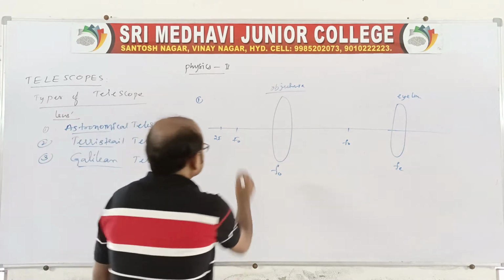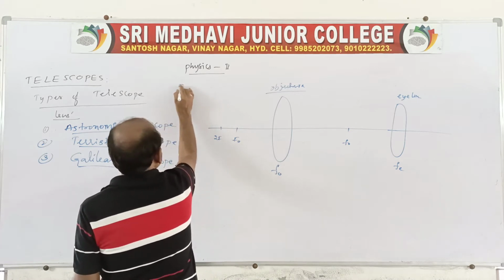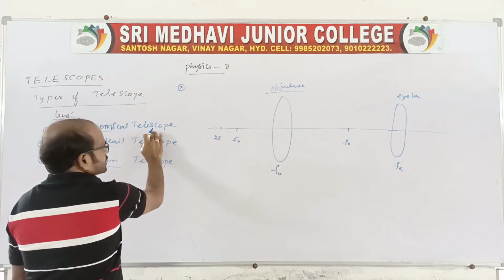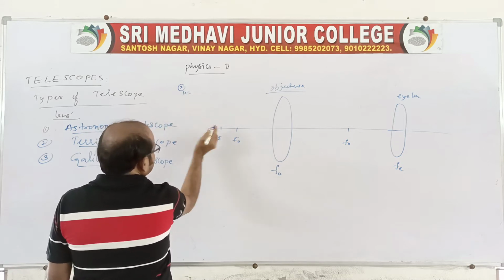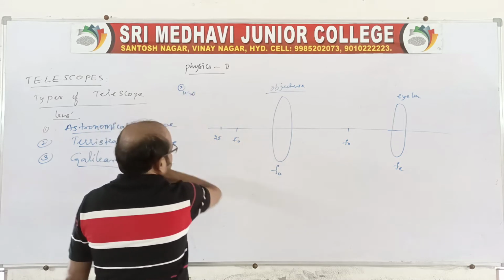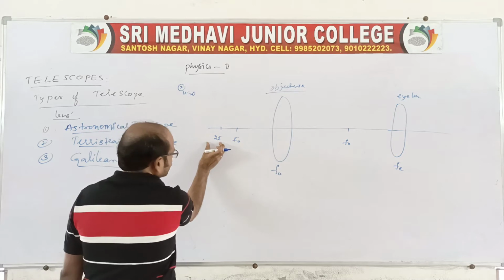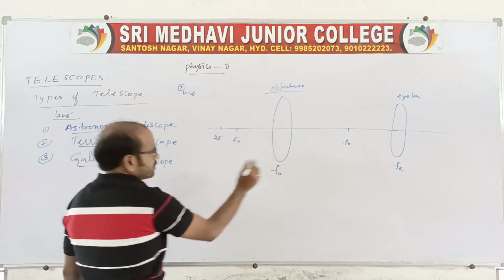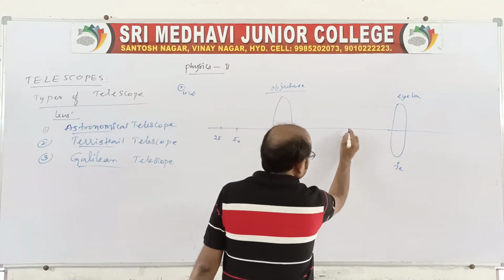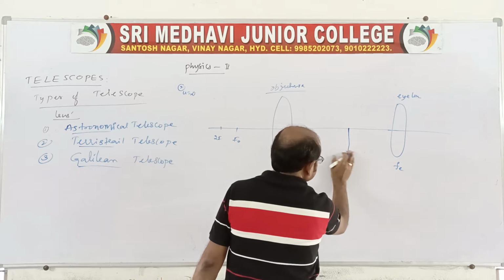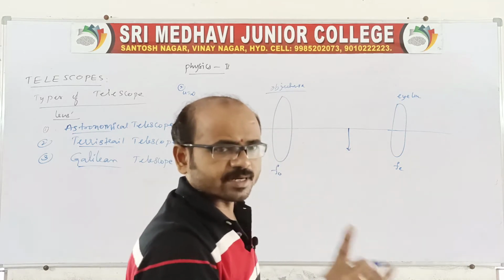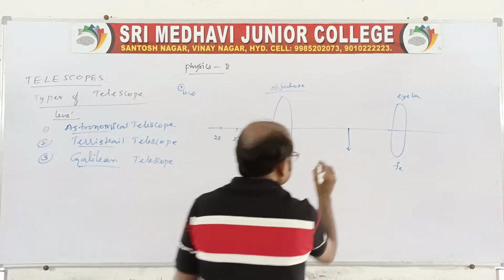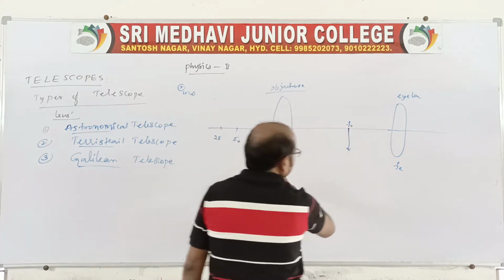By using this lens, an image will be formed. The first thing we are discussing is the astronomical telescope, so the object is at u between 2f and infinity. Therefore the image will be formed at the focus point like this. A real inverted image will be formed, at the focus point f0.